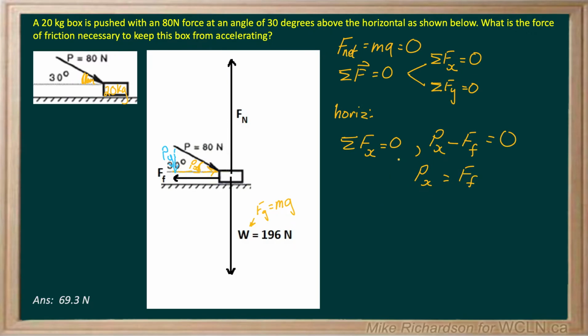Well, how do I figure out Px? Well, if I look at my diagram, my angle is 30 degrees, which is right in there, and Px is adjacent to it. 80 is the hypotenuse. So to find Px, I want to use cos. Cos of 30 degrees is adjacent over hypotenuse. So Px will be 80 cos 30 degrees. So this is 80 cos 30 degrees, which is my force of friction, which is 69.3 newtons.